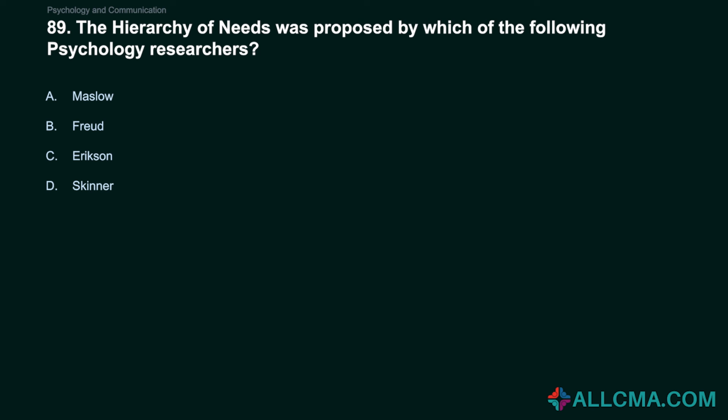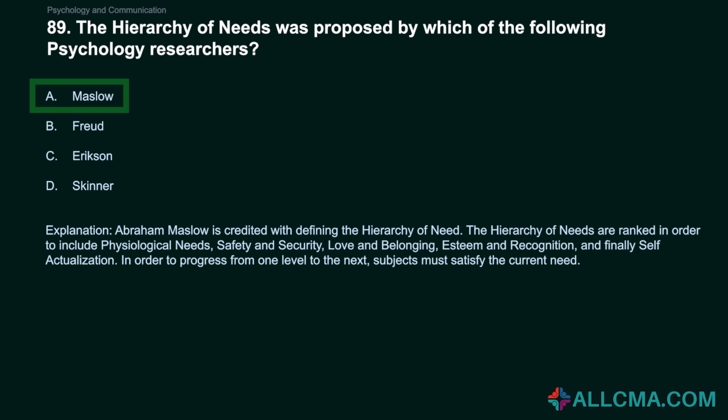89. The hierarchy of needs was proposed by which of the following psychology researchers? A. Maslow. B. Freud. C. Erikson. D. Skinner. Correct answer: A. Maslow. Abraham Maslow is credited with defining the hierarchy of needs.